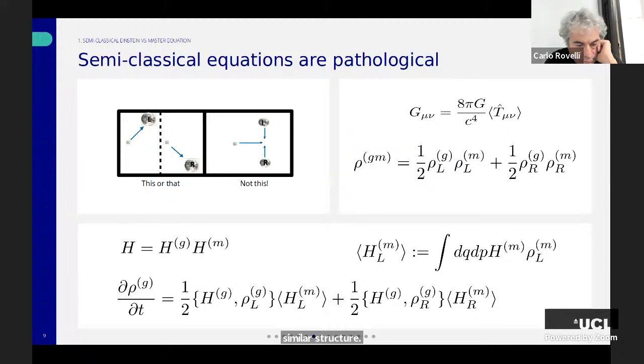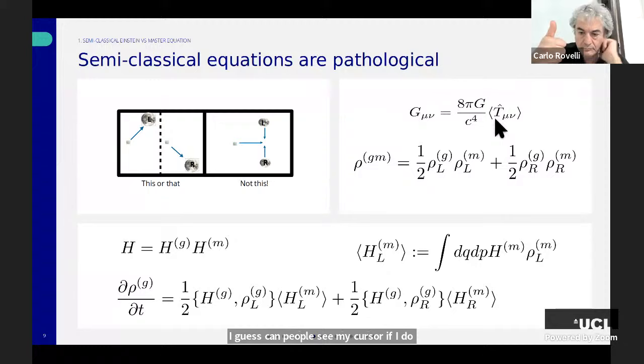So as you know, the semi-classical Einstein equation, we have it here on the right. Can people see my cursor if I do this? Yeah, I can see your cursor. Okay.